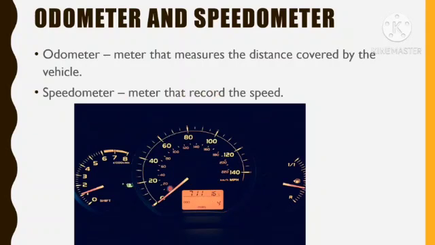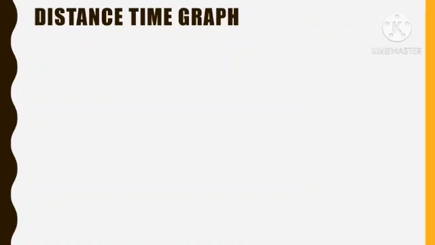Speedometer, the meter that records the speed. This is the speedometer, and from the speedometer you can tell what is the speed of the vehicle, whether it is 20 kilometer per hour or 40 or 60 or 80 or 100 kilometer per hour. So this is the speedometer. You will find this in all the vehicles.